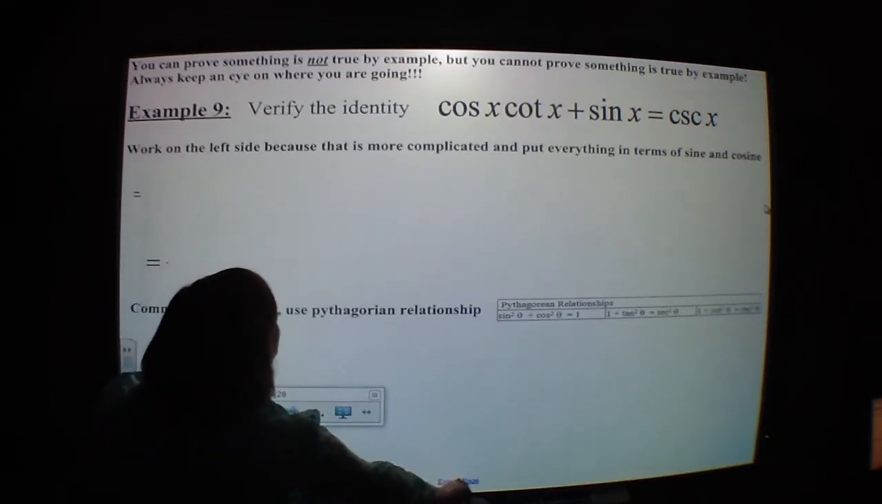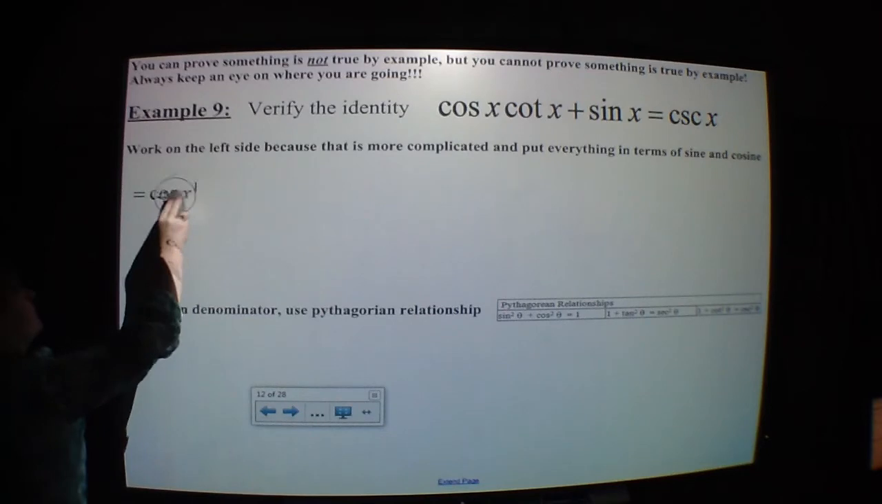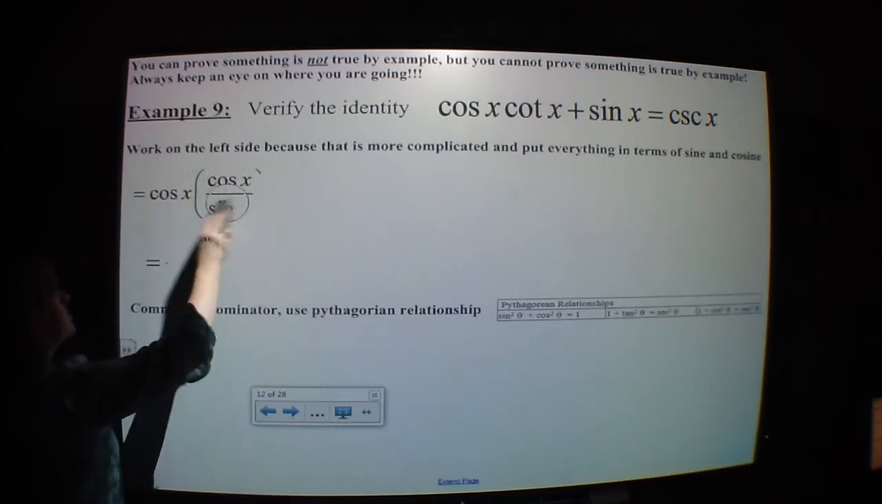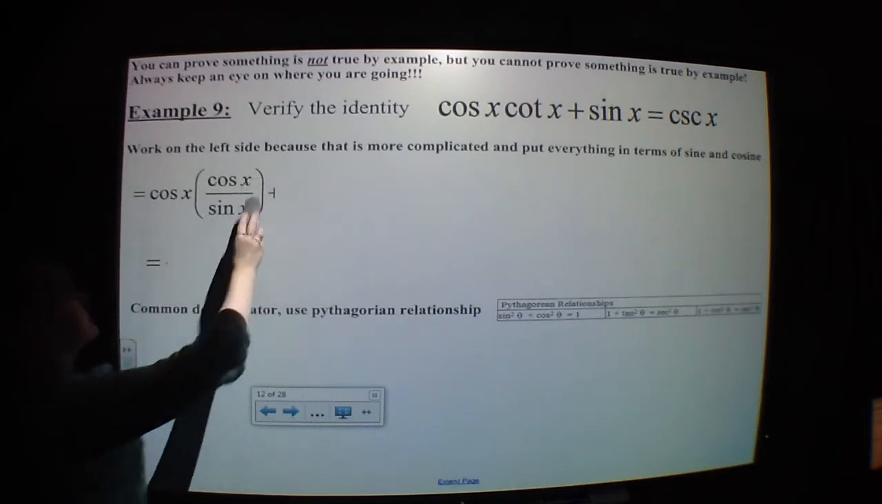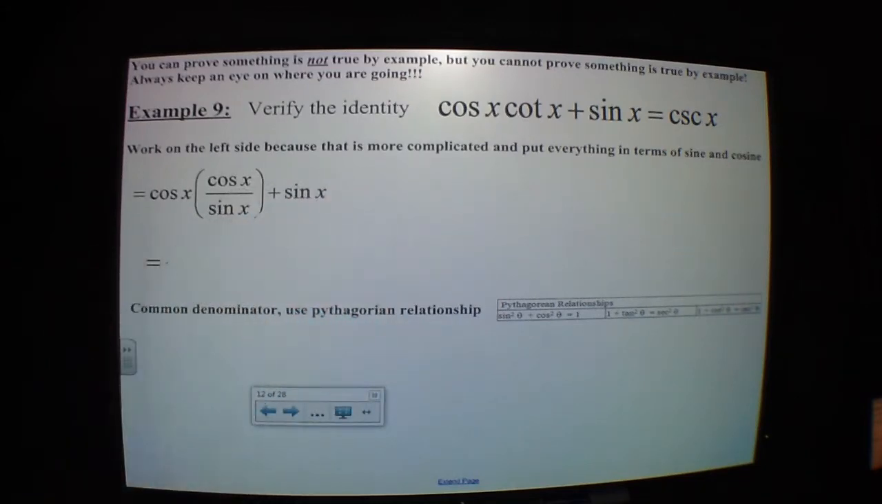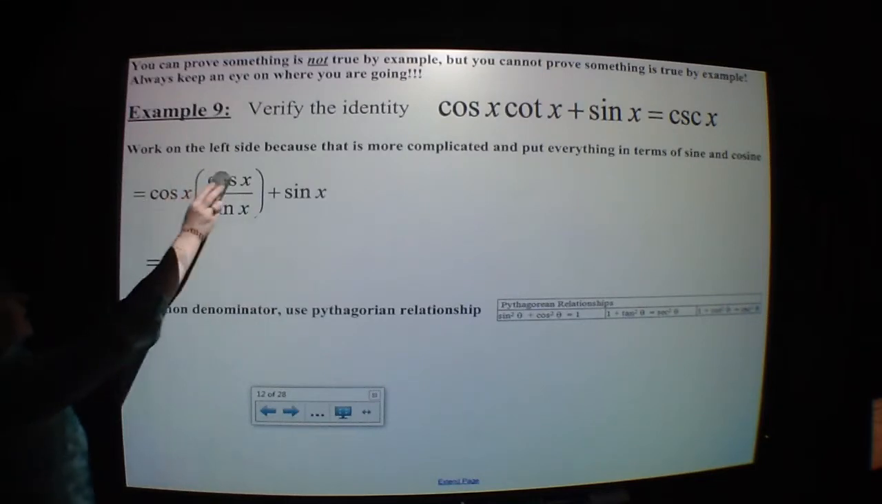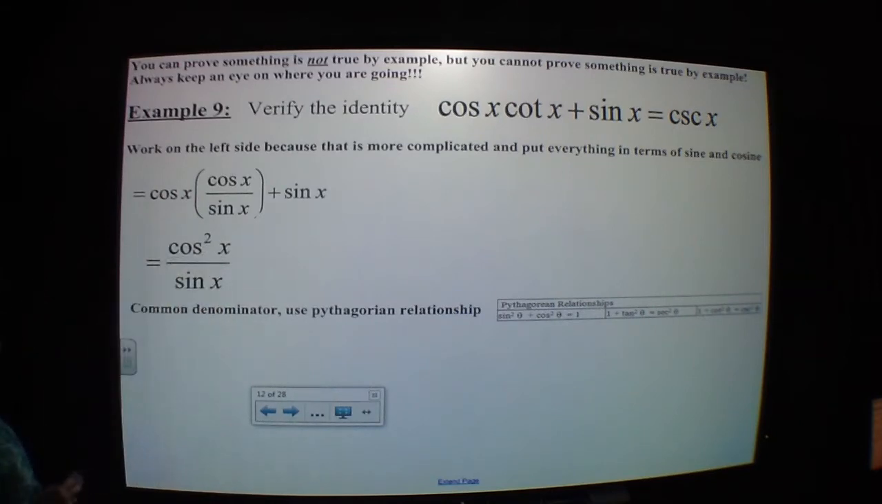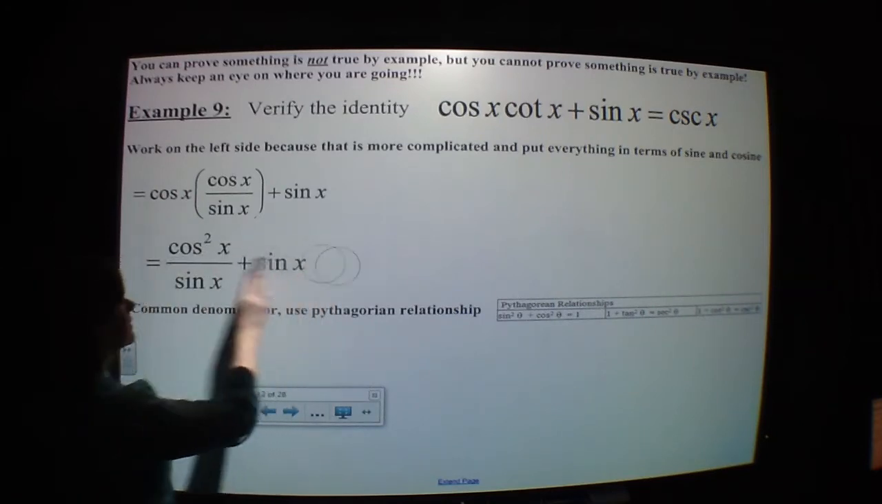So I'm going to put everything in terms of sine and cosine first. So I have cosine of x, cotangent, remember, is cosine over sine, plus sine of x is equal to the cosecant. That's what I want to prove. So let's see if I can make that look like that. Cosine times cosine is cosine squared. So I have cosine squared of x over sine of x, plus sine of x.